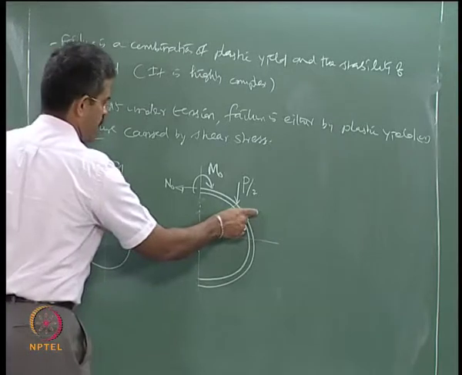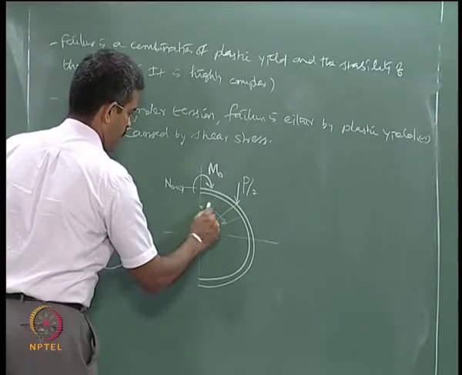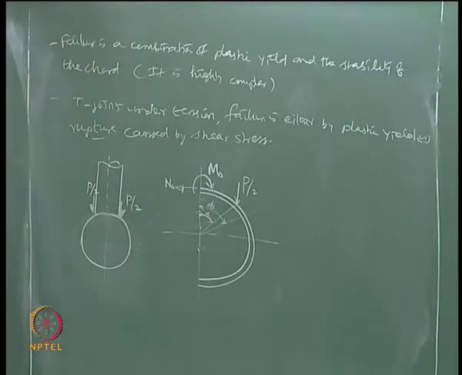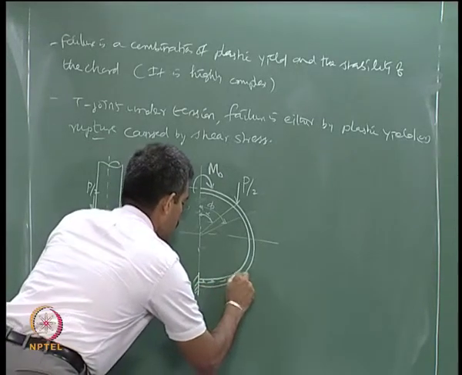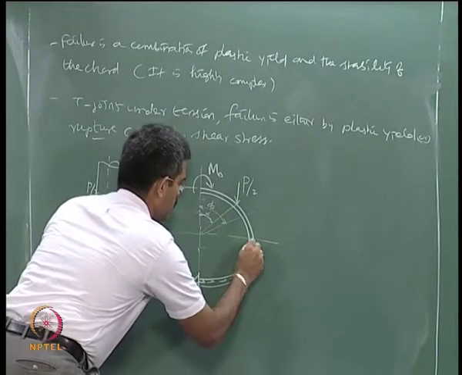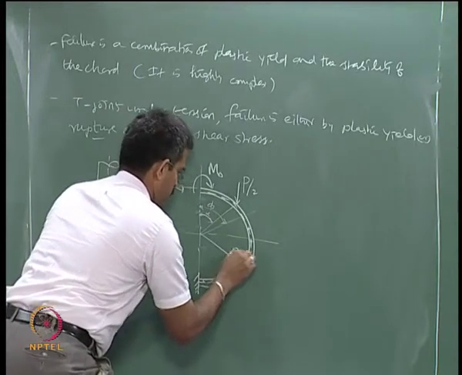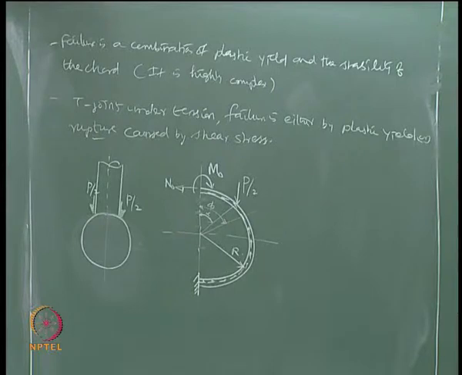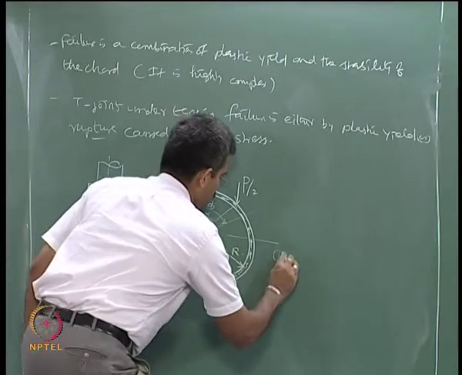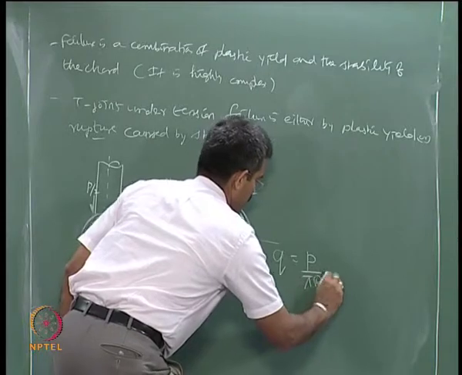Let us say a variable of phi, and let us say this angle is alpha, and the shear flow, and of course this is R. And the shear stress per unit length Q is P by pi R sin phi.